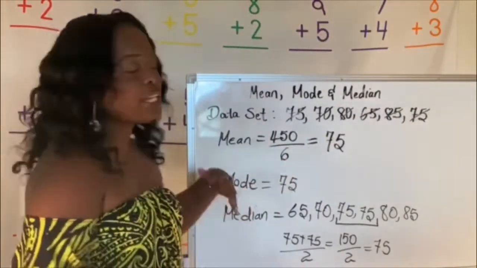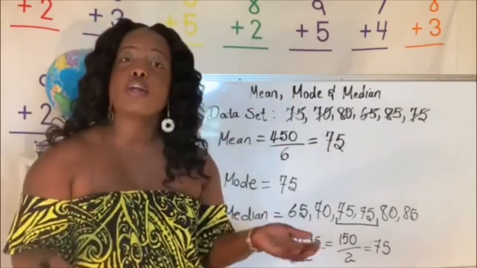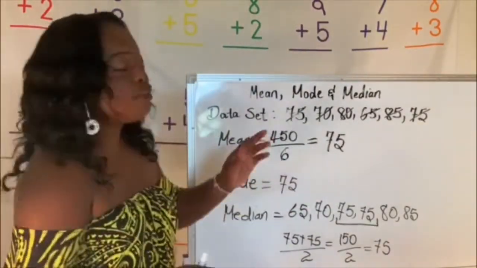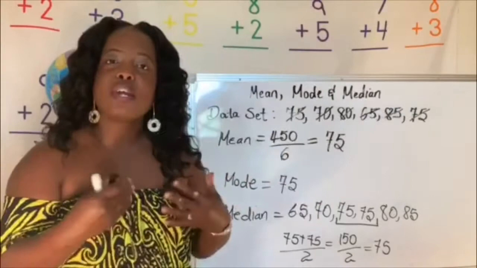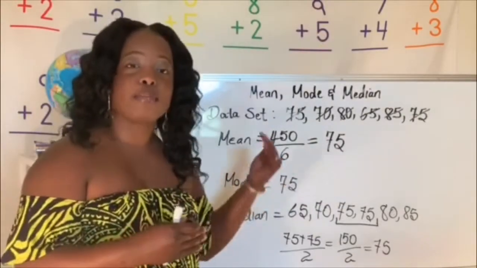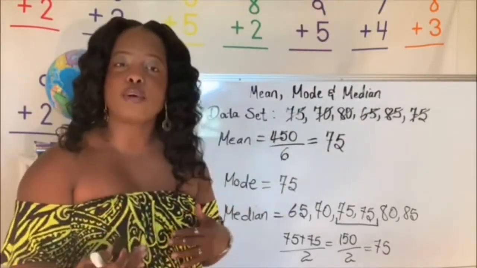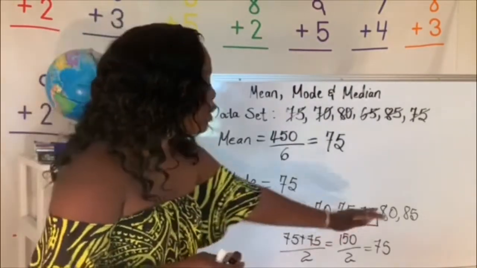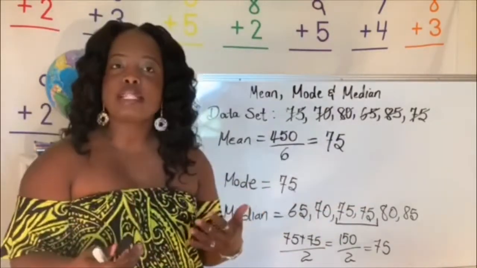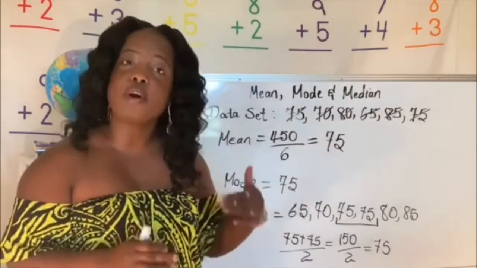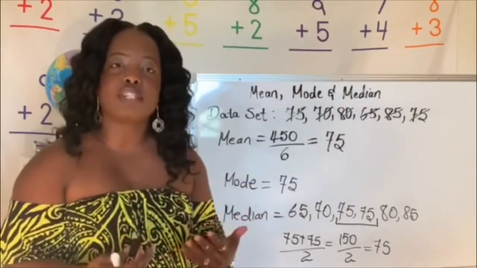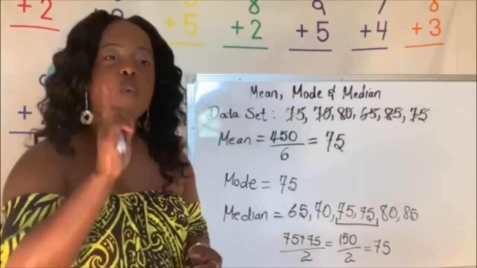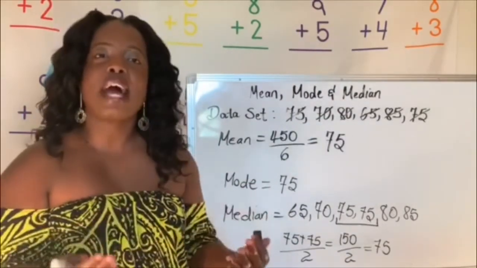For the mode, you're looking for that number that occurs the most in the data set. And then for the median, you're looking for that middle number. But of course, you have to organize the numbers from least to greatest before you can figure out what that middle number is. And recall that if you have an even number of data, then you're going to have 2 numbers that fall in the middle, which you have to find the average of to find your median. However, if you have an odd number, then only 1 number will fall in the middle, and that will be your median.